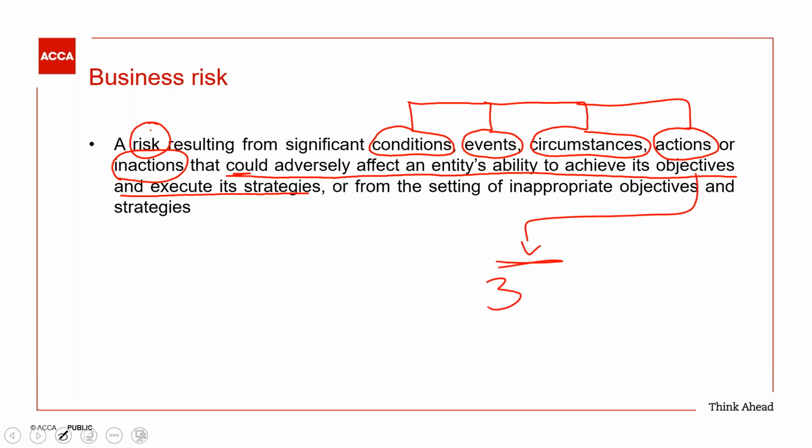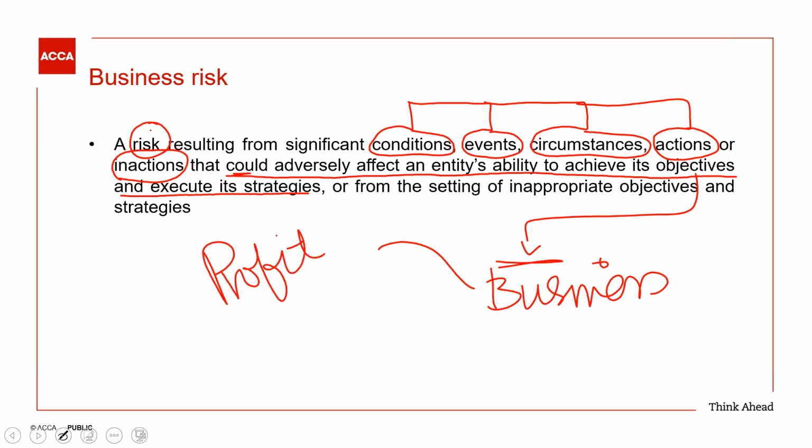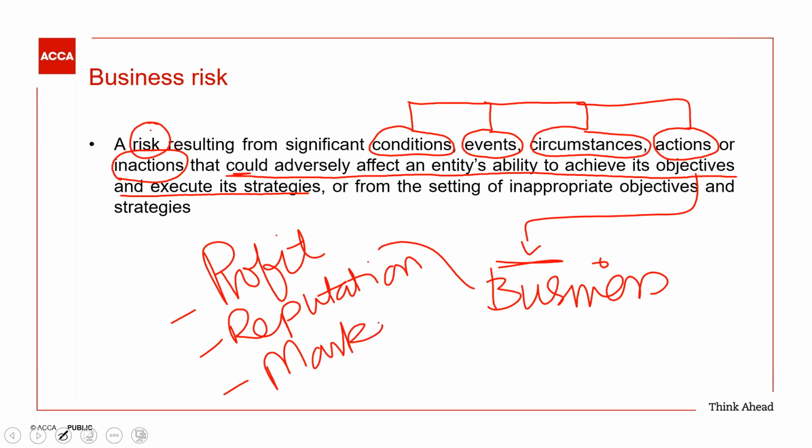Objectives of a business. What are the objectives of a business? Most of you will say profit, but profit is not the only objective. Your reputation is also an objective. So what if something affects your reputation? What if something affects the market share? If something affects your market share, that is also a business risk, because market share is also your objective.